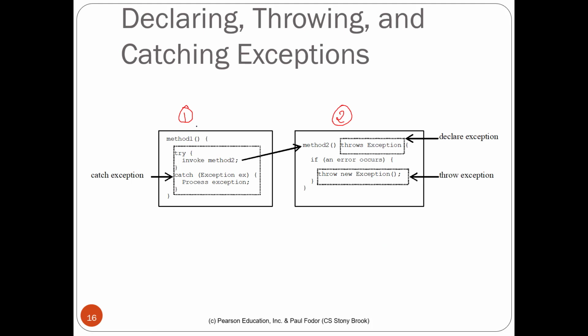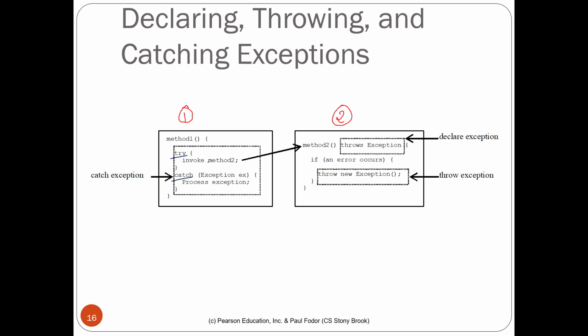So method 1 is in the left box and method 2 is on the right hand side. So what is happening in this case? In method 1, if you look, we have the try and catch block, and try and catch is used in handling exceptions in Java.